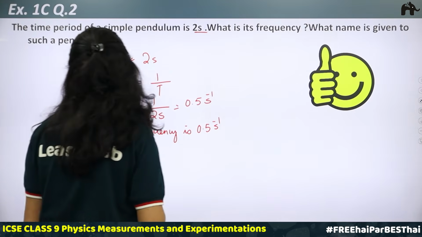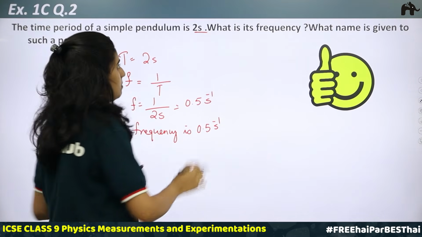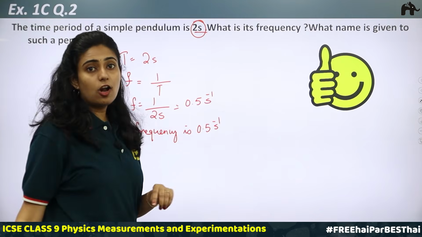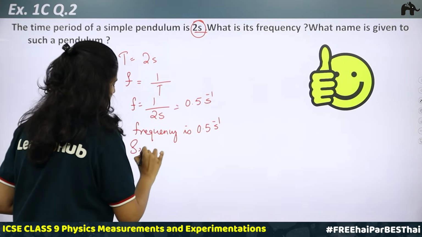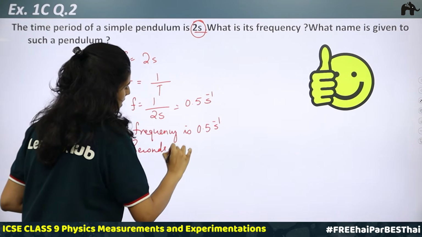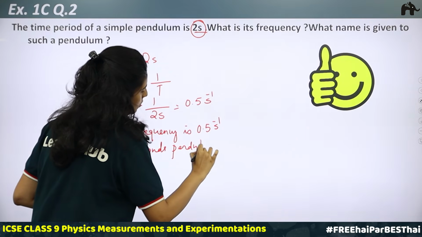Okay, we found the frequency. What name is given to such a pendulum? A pendulum whose time period is 2 seconds is called a seconds pendulum. So this pendulum is called seconds pendulum.